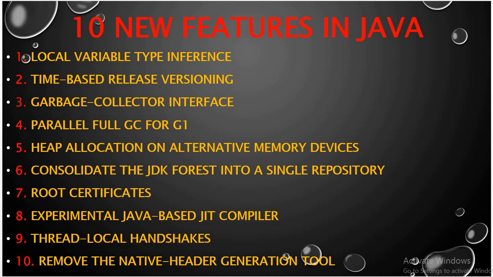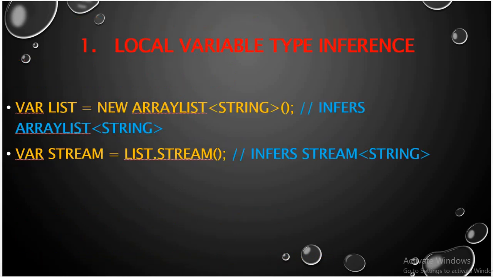And seventh is root certificates. Eighth is experimental Java based JIT compiler. And ninth is thread local handshakes. And tenth is remove the native header generation tool. Now we will discuss the first one, that is local variable type reference.